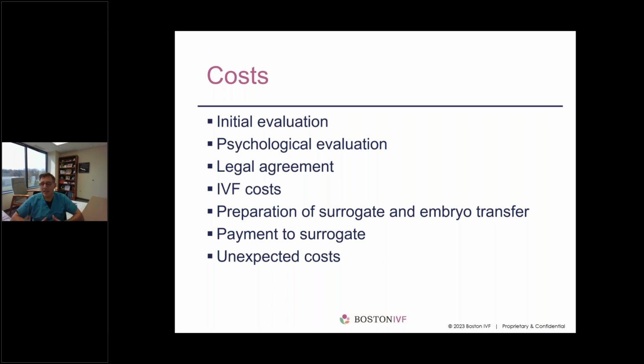Let's say she needs an amniocentesis. She needs some extra testing. It was a C-section rather than a vaginal delivery. So all those costs are going to add up. And again, this will be all in the legal agreement, but the couple need to be aware of those unexpected costs. And the couple will really have to understand that they're not paying to get a healthy baby. They're paying for this whole process. They're paying for the time, for the treatment, for possible complications, hoping to end up with a healthy baby at the end.